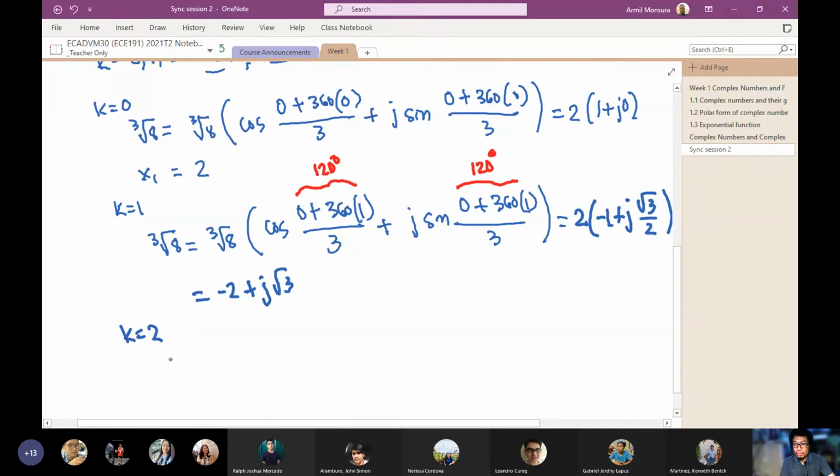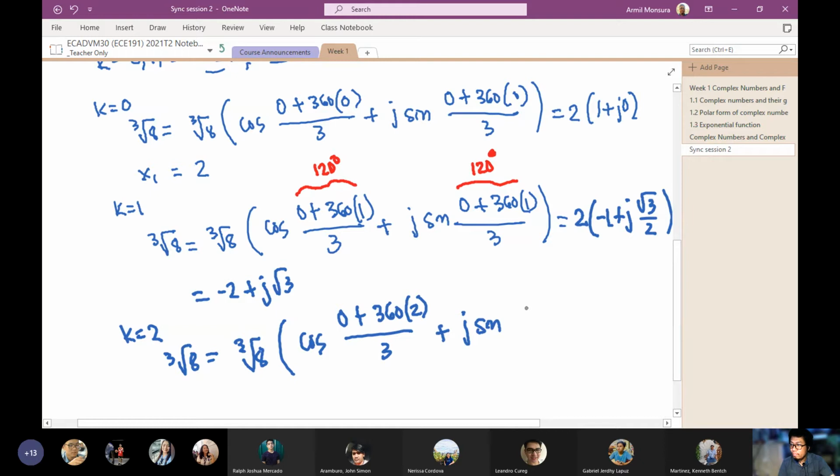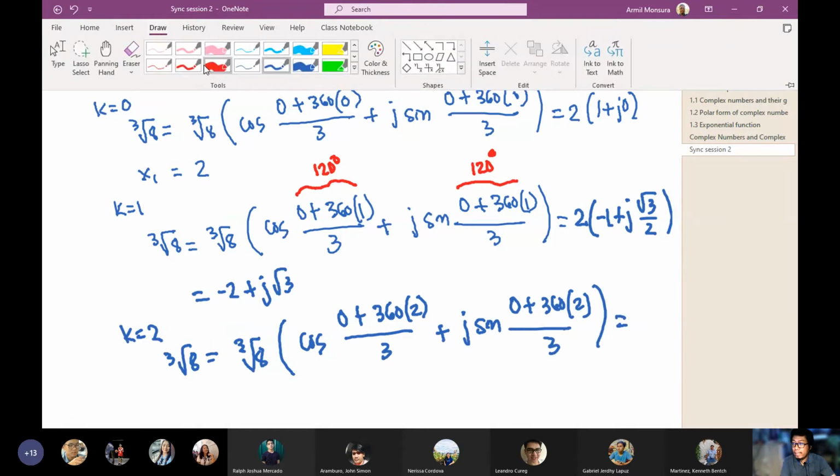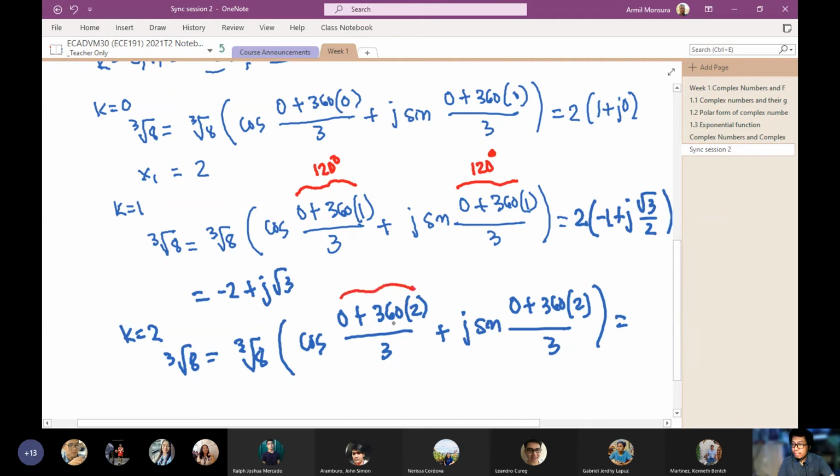When k equals 2, the third root is cube root of 8 equals cube root of r times cosine of 0, that's theta, plus 360 times 2 divided by 3, plus j sine of theta plus 360 times 2 divided by 3. Ano yung value nito? What's the value of this? This 120, 240? Tama? Is that correct? 360 times 2 divided by 3. That's 240.